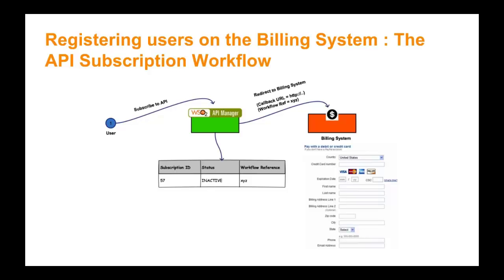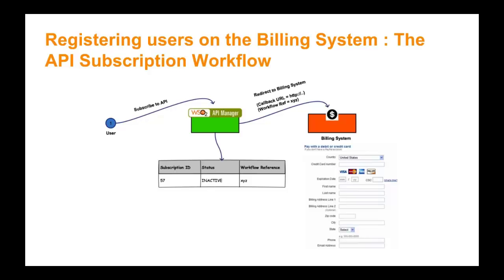So this is something that you will have to enforce, to make sure that the accounts exist in the billing system. The WSO2 API Manager allows you to enforce that part. In the API Manager, we have something called workflows. This means that you can engage custom business workflows for several user actions that you perform on the API store. API subscription is one of those user actions. So we can engage a custom business workflow when you are subscribing to an API.